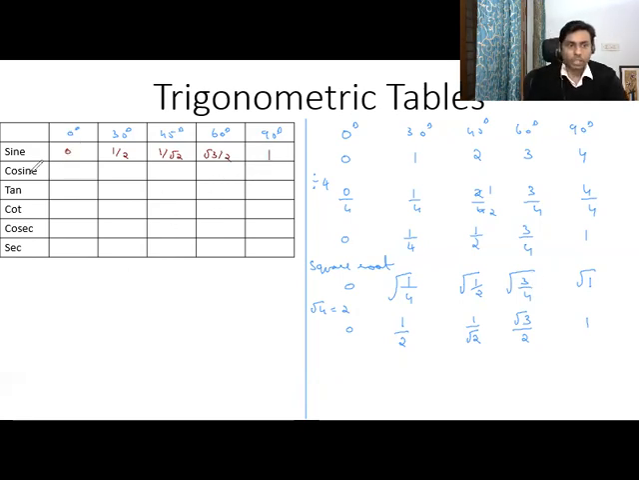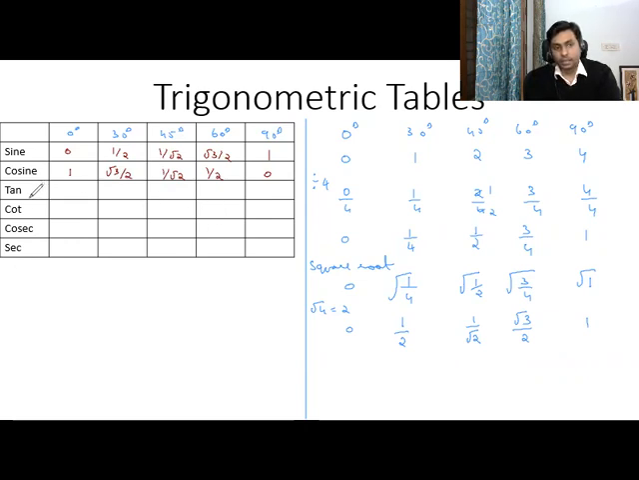Write them in reverse order, you will get the cosine values. That means first under 0 degrees, write the last number 1. Under 30 degrees, write the last second number, root 3 by 2. Under 45 degrees, same. Under 60 degrees, 1 by 2. And under 90 degrees, 0. So we just reversed it. Sine started from 0 and went to 1. Cosine will come reverse. Start from 1, go up to 0.